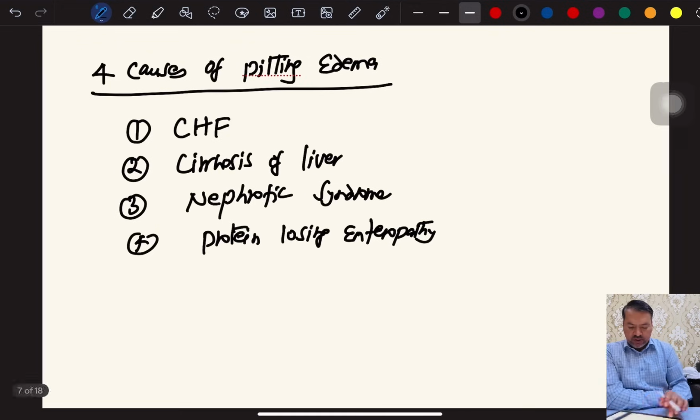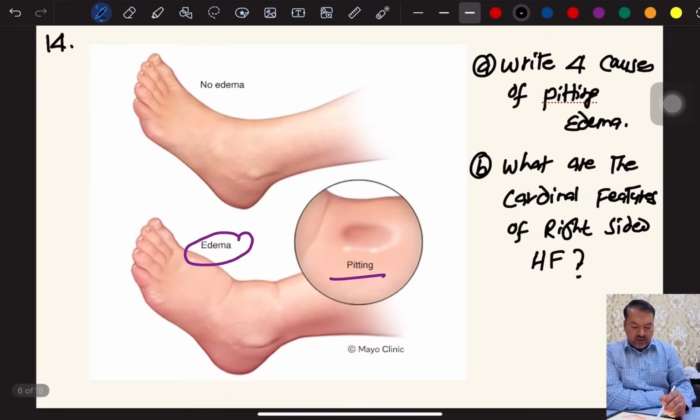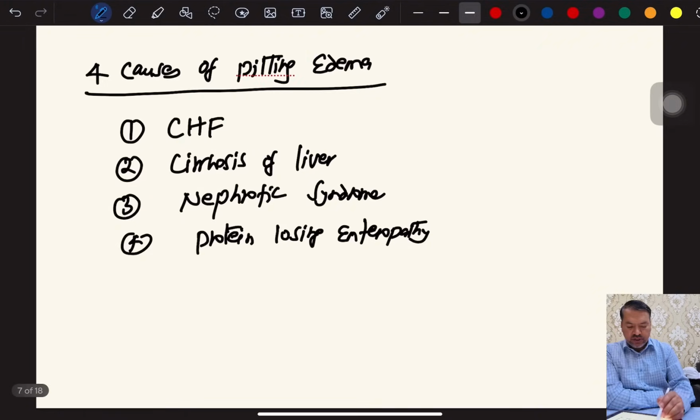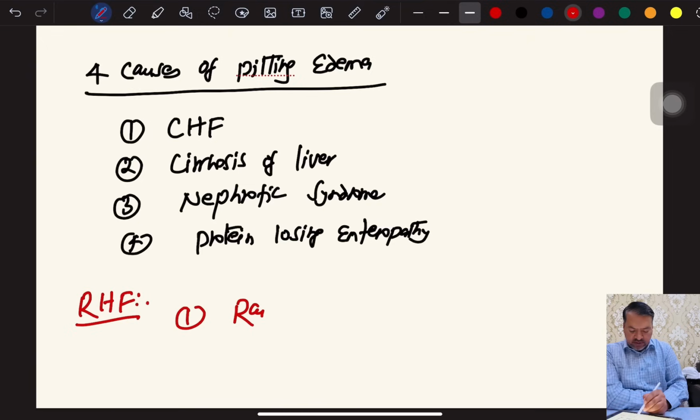Okay, now the second question here, what are the cardinal features of right-sided heart failure? Now, quite an easy question at this level. The 4 features of right-sided heart failure. Okay, right heart failure. Number 1 is raised JVP. But dear students, please remember, in a very small child, because of the short neck, we cannot really examine the raised JVP, but it is always there. Okay, it is difficult for us to examine.